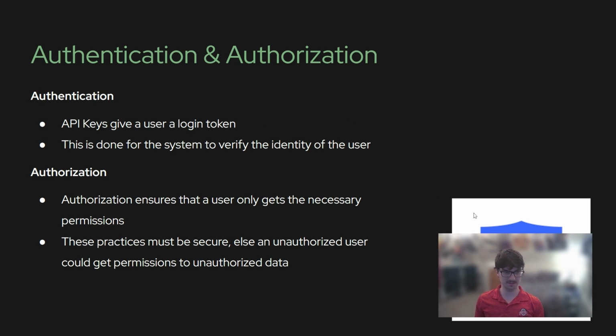Authentication and authorization. Authentication is the API asking who the user is. The API keys will give a user a specific login token to verify their identity. And authorization is the system giving permissions to this user. This practice must be secure, otherwise an unauthorized user could get permissions that they otherwise could not have.